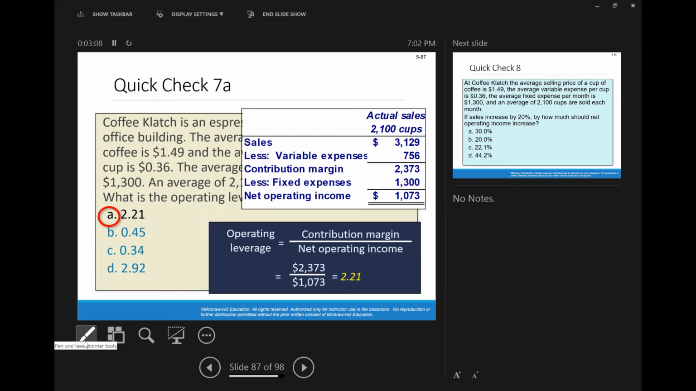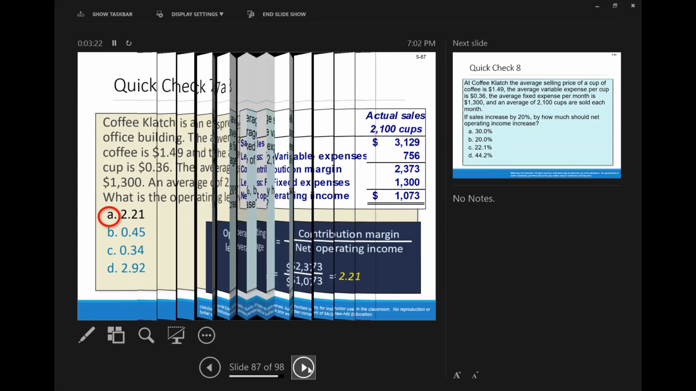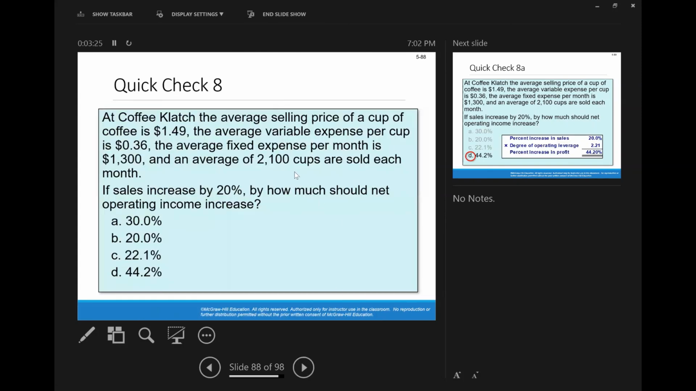So that one, they didn't tell us the total sales. We had to calculate that out. They just gave us the units. So just remember, if they do that, just calculate that out, and that contribution margin is your sales less your variable expense. I think that was one of the questions on the test too. Did I ask you about the contribution margin? I think I did.